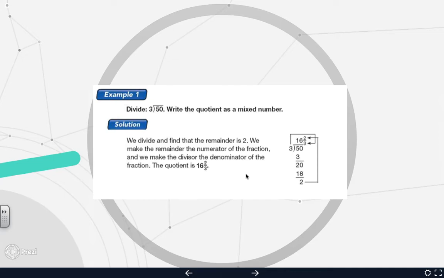Pretty simple, right? So whatever your remainder is, it's just going to be over the divisor. Okay, very simple.